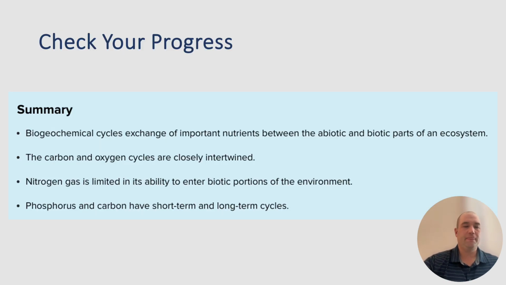So, in summary, biochemical cycles exchange important nutrients between the abiotic and biotic parts of the ecosystem. The carbon and oxygen cycle are closely intertwined. Again, you breathe out CO2 for respiration. Plants take in CO2 during photosynthesis and produce oxygen, which is what we breathe in.